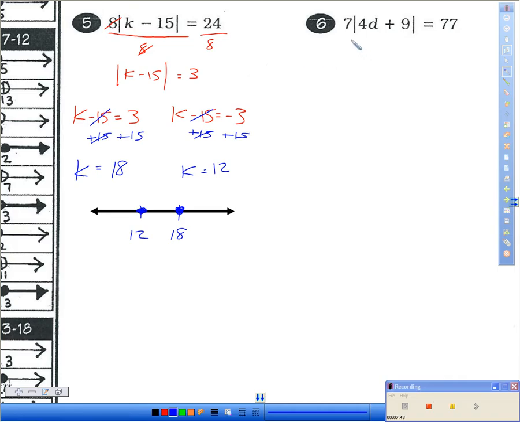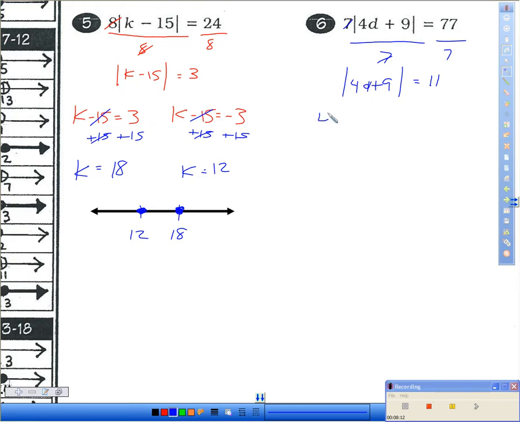On number 6, we need to do the same thing. We have 7 times the absolute value of 4d plus 9. So since we have something outside the absolute value bars, the 7, our first step has to be to get rid of that. So I'll divide the right by 7. 7 divided by 7 cancels, so what we're left over with is the absolute value of 4d plus 9. On the right hand side, 77 divided by 7 is 11. So we'll set up 2 equations.